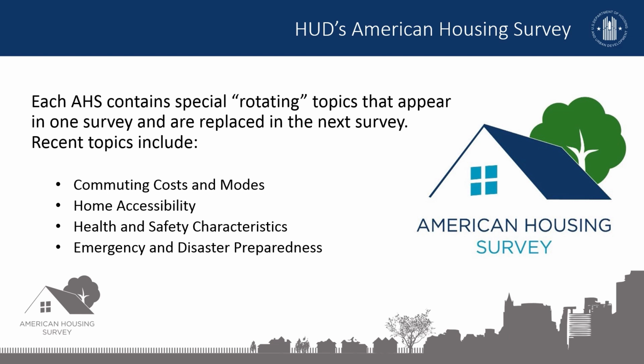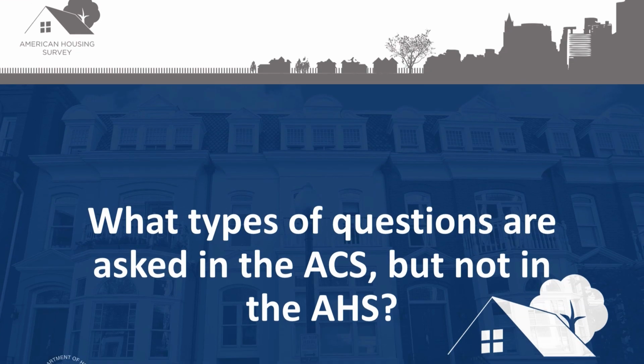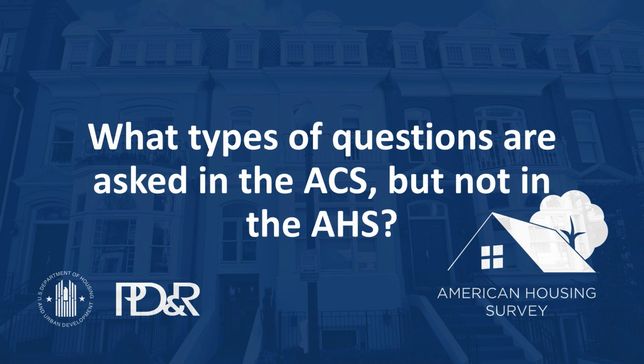There is one major difference between the two surveys that is important to note. Each AHS contains special rotating topics that appear in one survey and are replaced in the next survey. Commuting costs and modes, home accessibility, health and safety characteristics, and emergency and disaster preparedness are some of the recent topics. The AHS has also included topical modules on delinquent payments and notices, evictions, food security, housing counseling, and neighborhood arts and cultural resources.